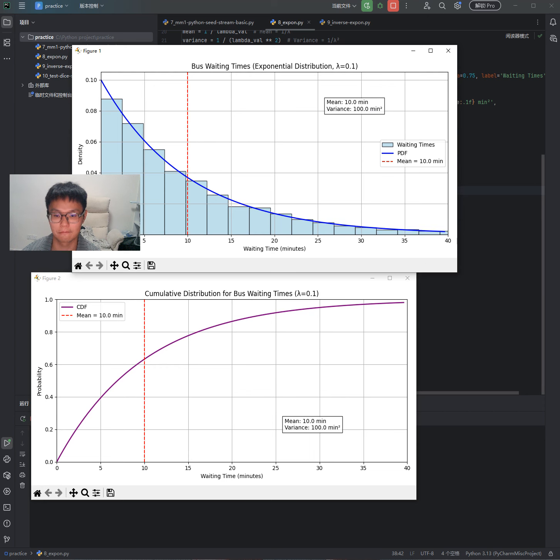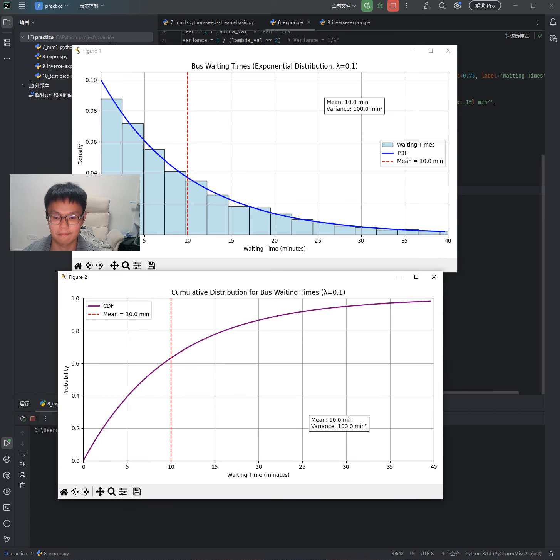Okay, so this is the PDF and the histogram of bus waiting time. The blue line is the theoretical exponential PDF. The light blue bars show the histogram from our simulation, and the red dashed line marks the mean waiting time, 10 minutes. The histogram closely matches the theoretical curve.